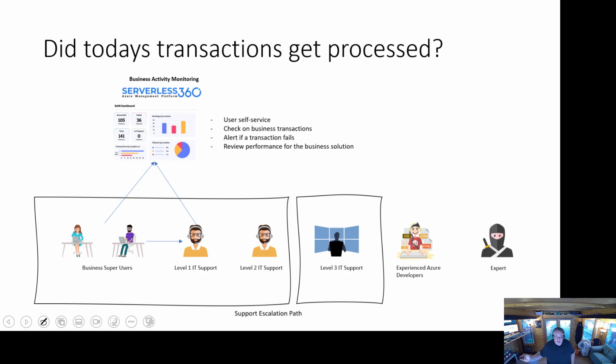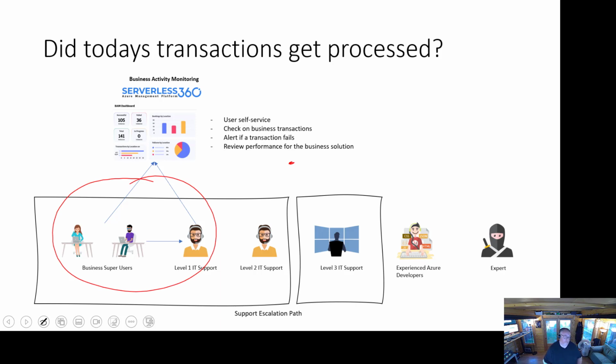So the aim of BAM was to move support left. Previously we were in the middle, so we've moved away from the developer. We've shifted some of the support to level 1, level 2, and level 3 IT support. Now we're really looking at business super users and level 1.